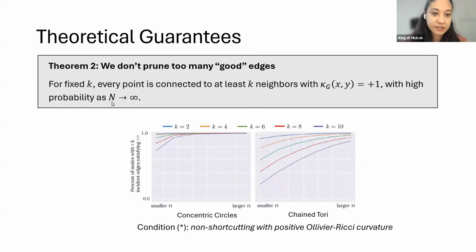And what we show empirically in this figure is that, for varying numbers of nearest neighbors, k equals 2 through k equals 10, we set the bar a little bit lower here and look at the number of edges that are not necessarily +1 ORC, but just positive ORC, so things that are not getting pruned. We can see that a large percentage of nodes are connected to at least a sufficient number of other nodes that have positive ORC. So we're not pruning too many good edges in our algorithm.